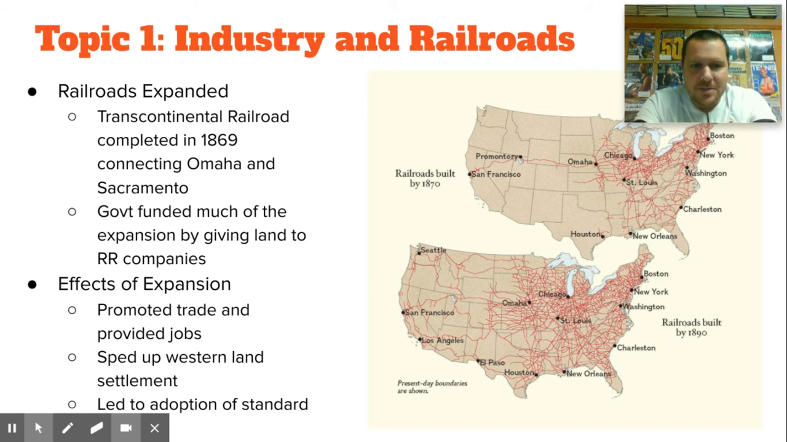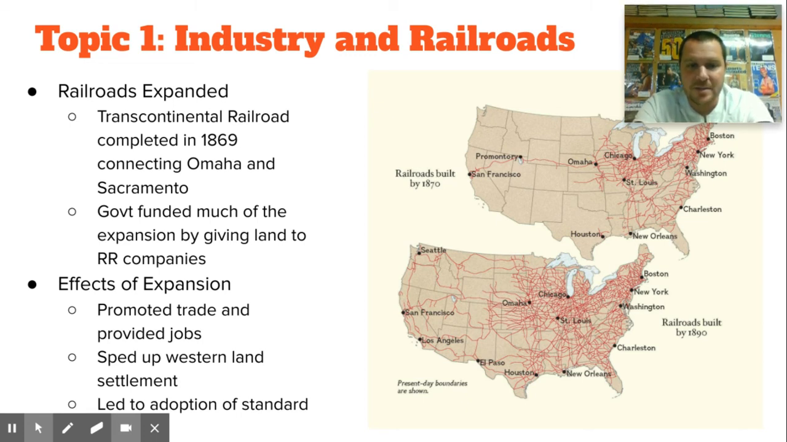Some effects of the expansion. One, they promoted trade and provided jobs. Building railroads takes a lot of workers. And so there were a lot of people who were employed by the railroad for many years. It also promoted trade. It's easier and cheaper to ship stuff on a railroad than to load up the old horse and buggy and drive whatever it is that you're trying to sell to a market. Railroads are much cheaper and faster.